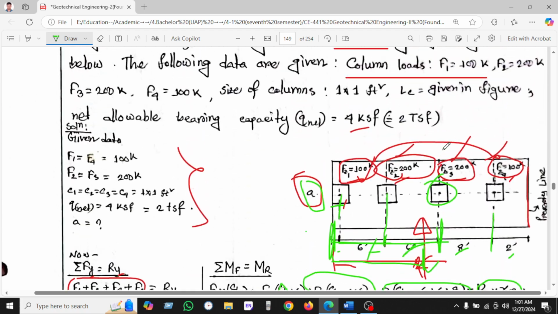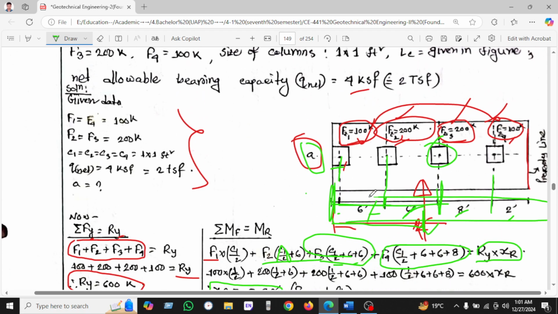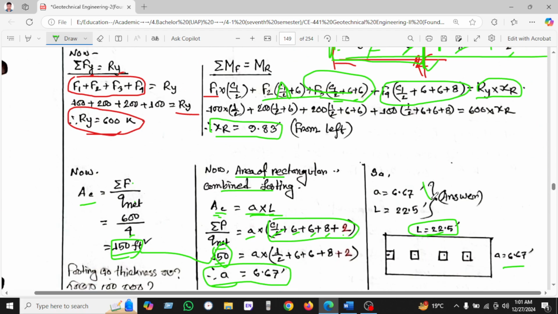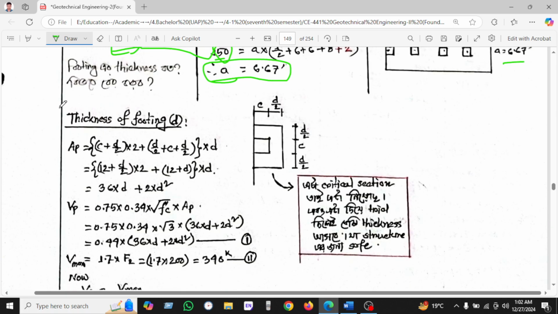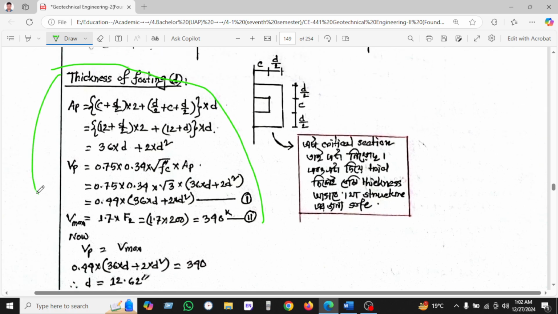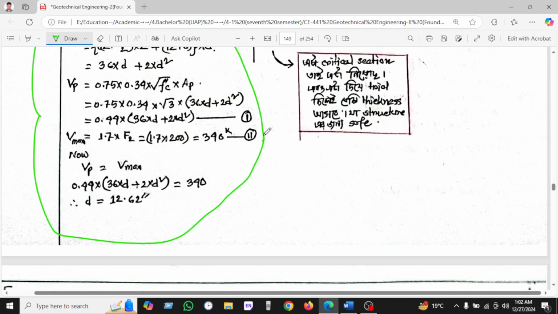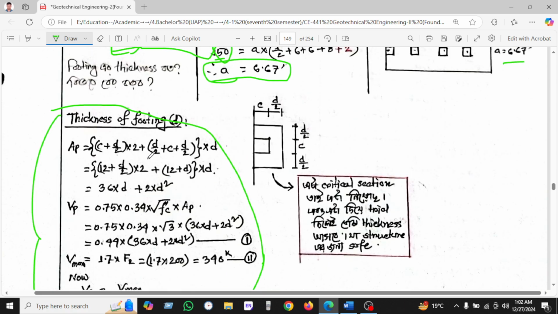So 22.5 is what we have already found in the question. So this is our answer. Now we'll calculate the extra: how we'll calculate the thickness of this footing. So this is the extra information. Now we'll calculate the thickness of the footing.